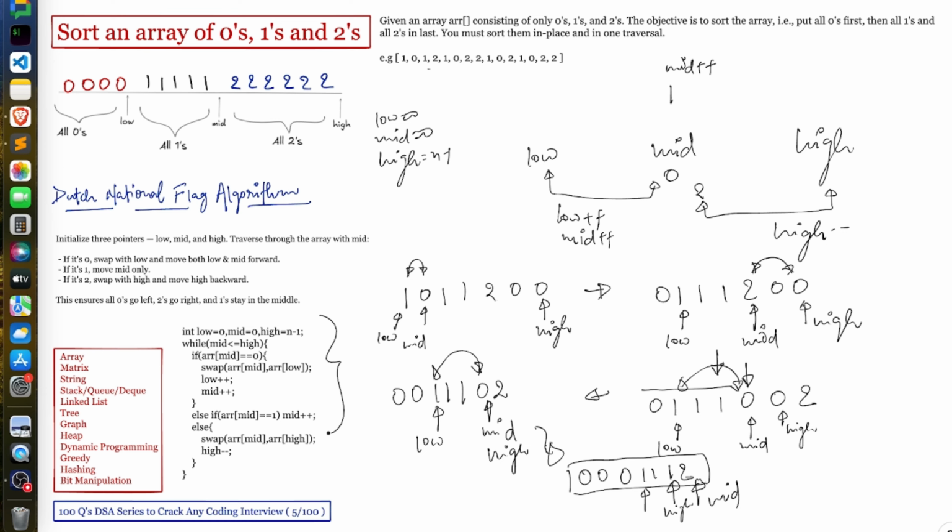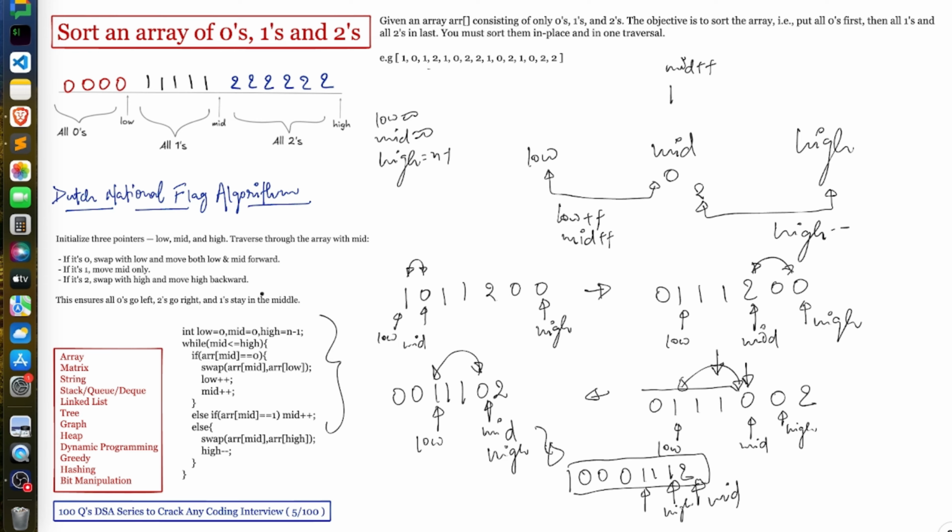So this is actually the pseudocode. We will be doing this operation only till your mid is less than or equal to high. But once your mid is more than high, just break it there. So after doing this operation, your array is sorted: 0 0 0 1 1 1 and 2, right? So I hope you understand this part.